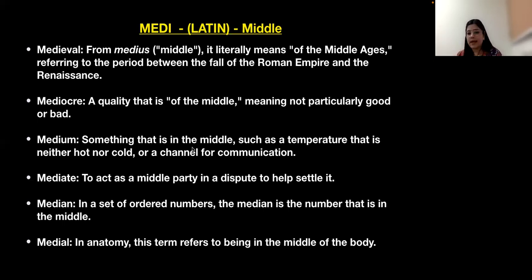Medium temperature, medium size of clothes. Mediate, someone who mediates an argument or acts as a mediator, acts as a middle party in an argument to help settle it or to solve a dispute. So to mediate an argument, a mediator. Median, again, mathematical term in a set of numbers. The median is the number that lies in the middle. And medial, biological word in anatomy, this term refers to being in the middle of the body.